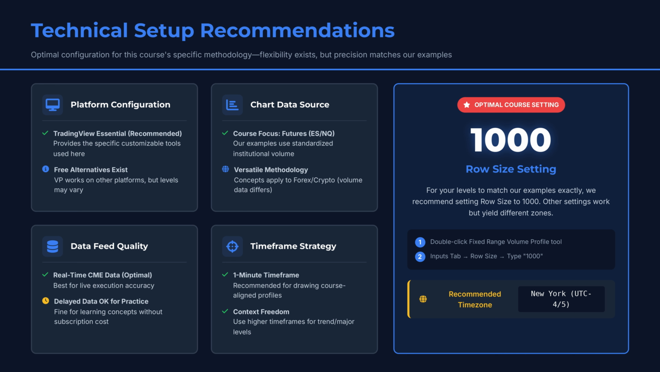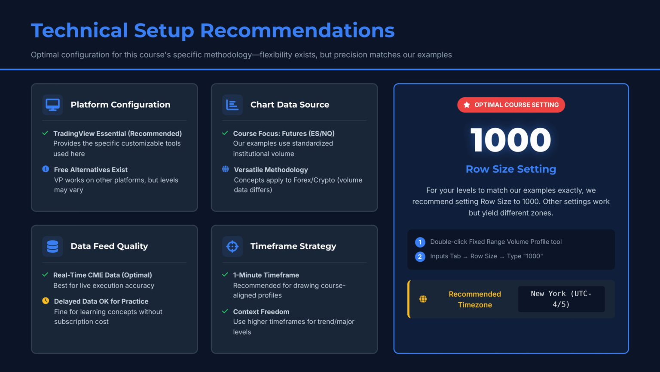Sixth, additional volume profile settings. While you have the settings open, we also recommend rows layout set to rows, value area volume set to 70%, show VAH checked, show VAL checked, and show POC checked. These ensure your profiles display all 3 critical levels we trade: value area high, value area low, and point of control.